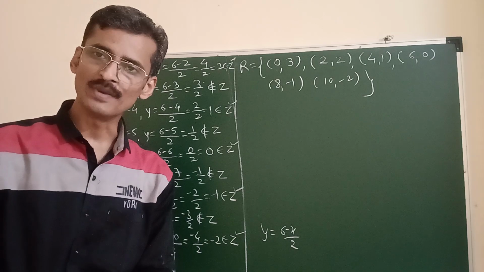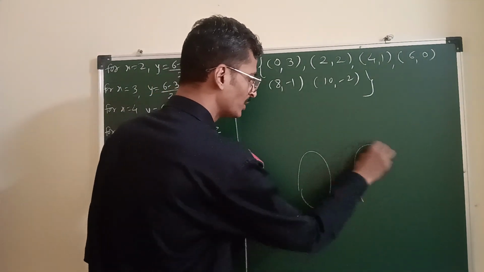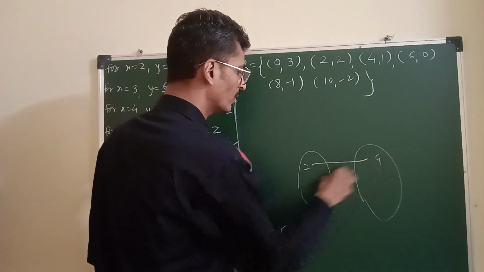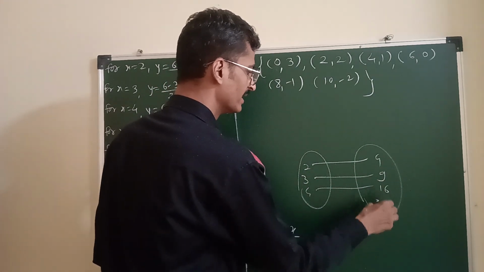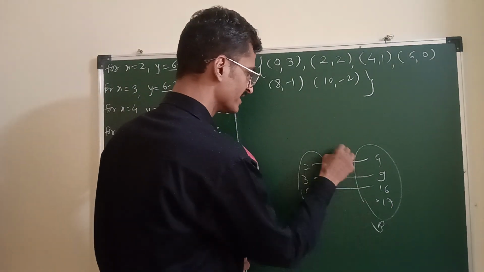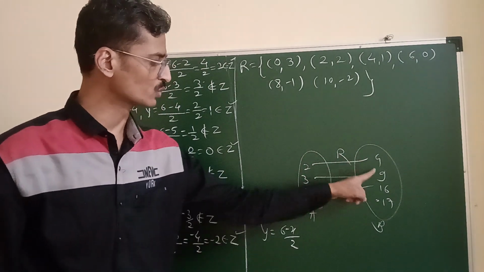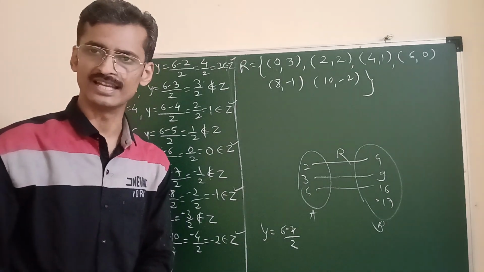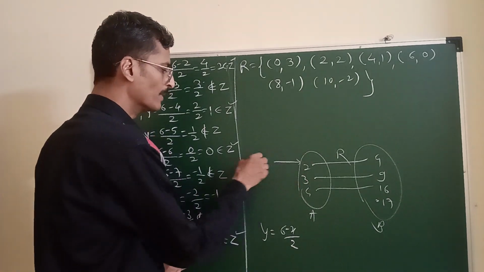So first, what is domain and what is codomain? If some relation is given from set A to set B, suppose for example 2 goes to 4, 3 goes to 9, 4 goes to 16, and here some 17 is given. This is set A and this is set B. This is the given relation R. By this relation, 2 goes to 4, 3 goes to 9, 4 goes to 16. We can say f of x is x square. That is the given relation.